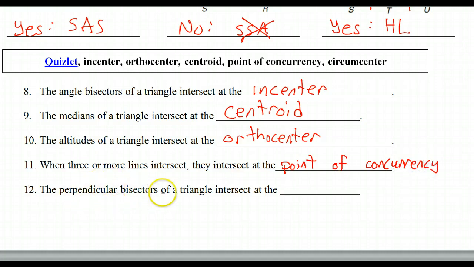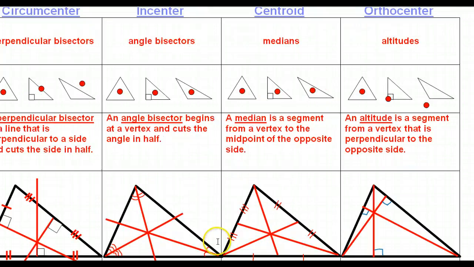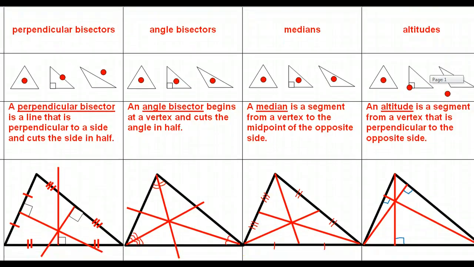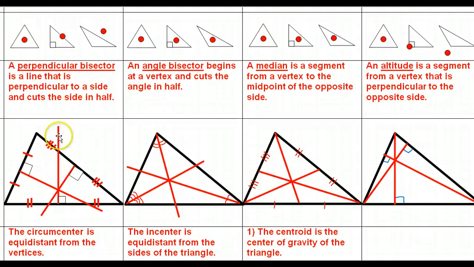All right, perpendicular bisectors of a triangle intersect at the what? Perpendicular bisectors, scroll over. That's the circumcenter. Perpendicular bisectors. Hopefully that term is self-explanatory if you know what perpendicular means, and if you know what bisector means. Perpendicular means it forms a 90 degree angle. So if you look at this line, for example, it's perpendicular. You can see the 90 degrees. Bisector means it cuts something in half.